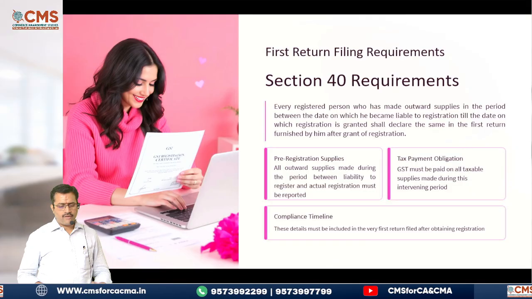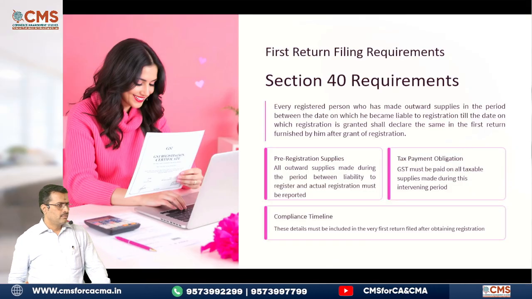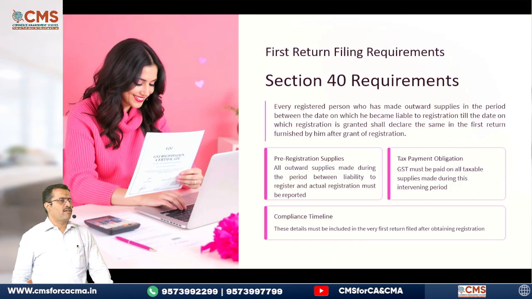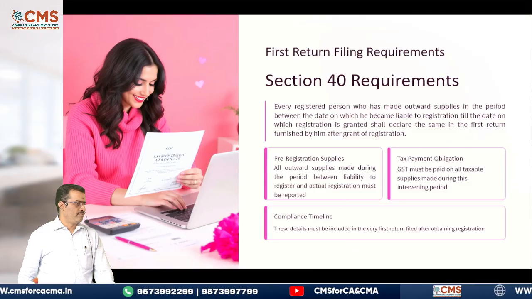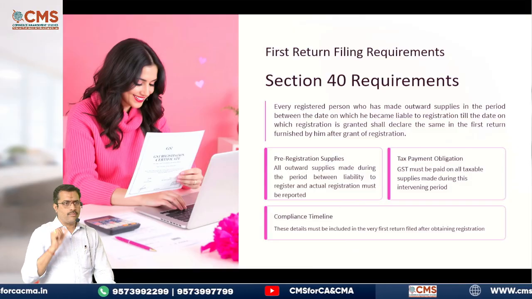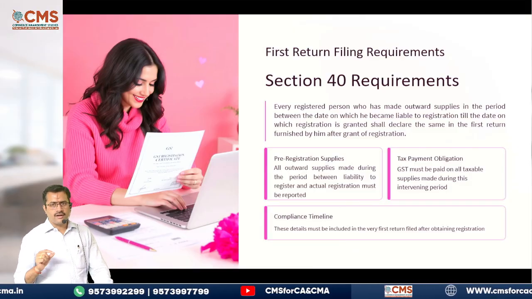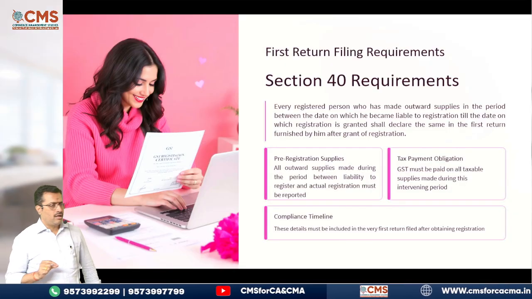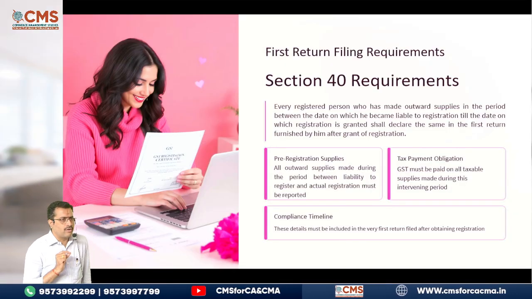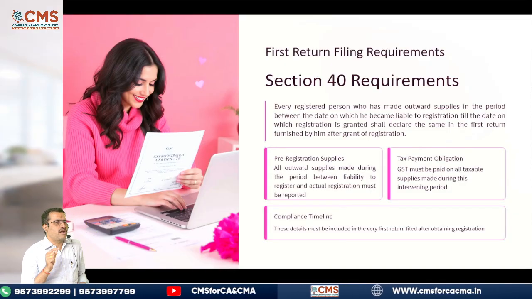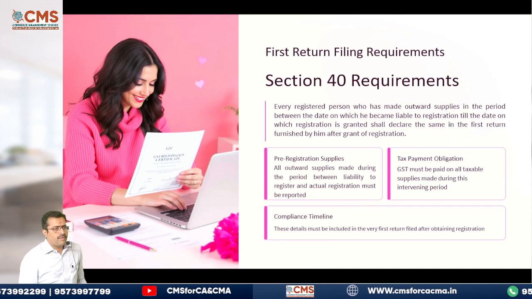Before 44, I want to show 40 also. There is a difference between section 40 and 44. Section 44 is talking about annual return and 40 is talking about first return. What do you mean by first return?